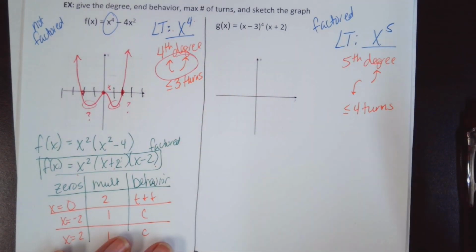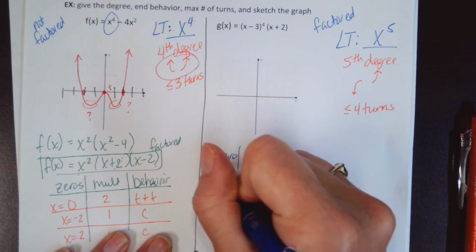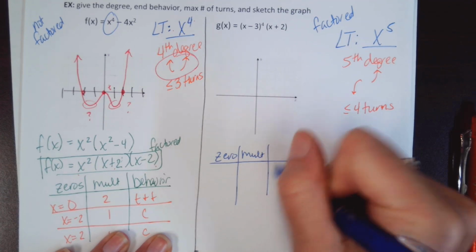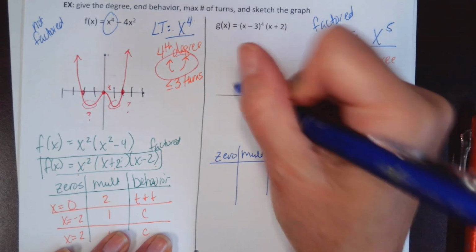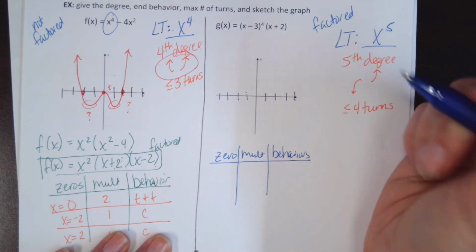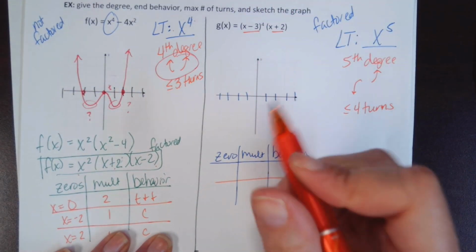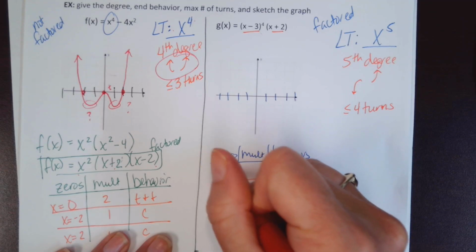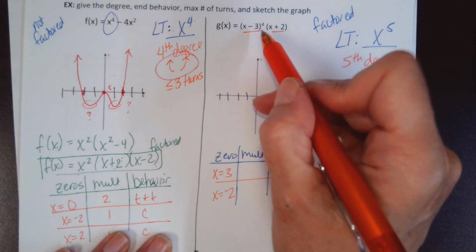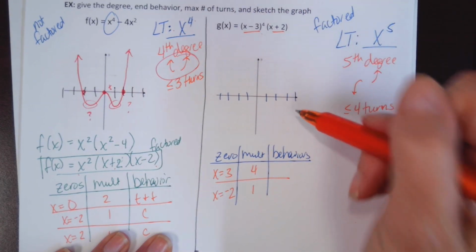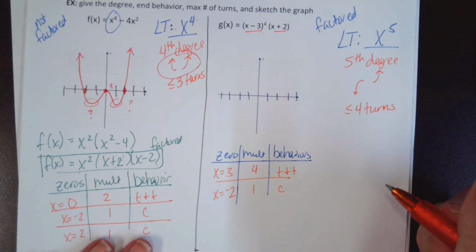This one is a little easier. We don't have to factor it. We can just do our zero chart. Zeros, multiplicity, and behaviors. We have 2 roots, 2 factors, so we have 2 roots. X minus 3 equals 0, x equals 3, x plus 2 equals 0, that gives me a negative 2. Multiplicity 4 and multiplicity 1. Behavior, that's even, so it's going to be touch and turn. That's odd, so it's going to be cross.